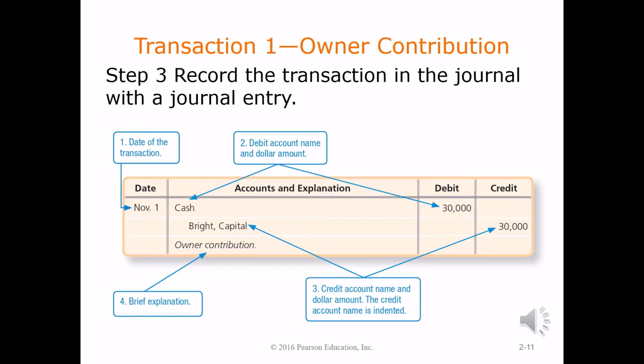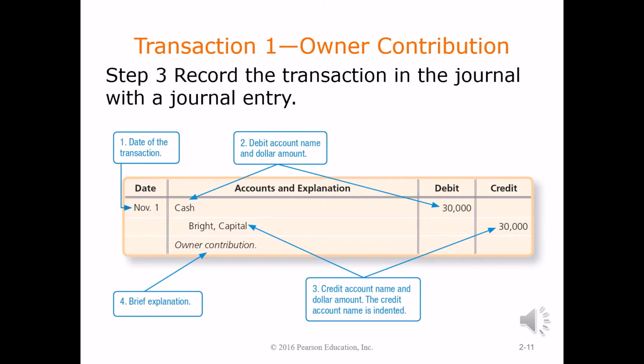Then the second thing is we need to identify the debit account. We always, always, always write the debit account first in our journal entry. So the account that we're debiting goes on the top, the very first line of the journal entry. Here we write the account. In this case, it's cash. And then in the debit column, we would write the amount that we want to increase that cash account for, which is $30,000.